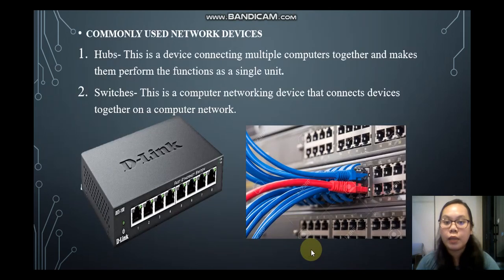Commonly used network devices. Hubs. This is a device connecting multiple computers together and making them perform the functions of a single unit. Switches. This is a computer networking device that connects devices together on a computer network.